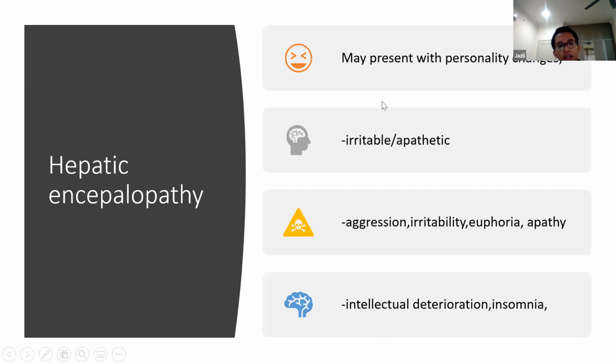So hepatic encephalopathy may present with personality changes. The patient could be irritable or apathetic. At times the patient could have high aggression and irritability. There are a lot of behavioral changes you can see in hepatic encephalopathy, but this usually occurs in very severe cases. Intellectual deterioration or insomnia.